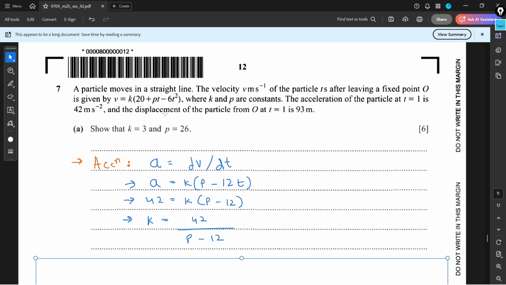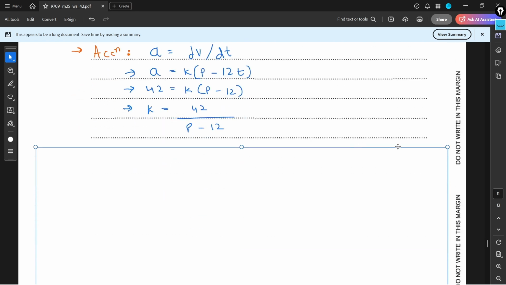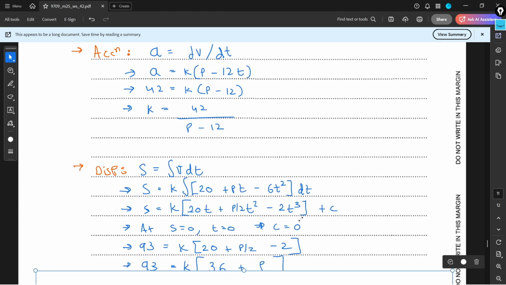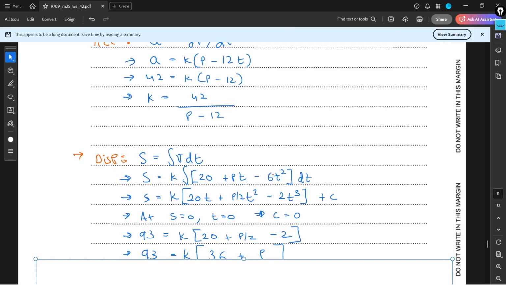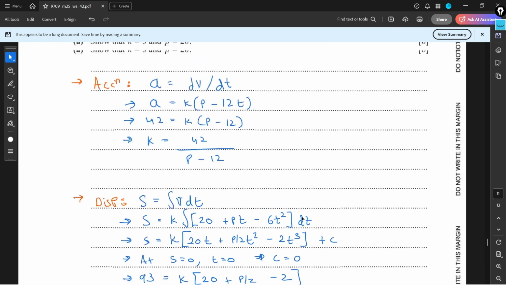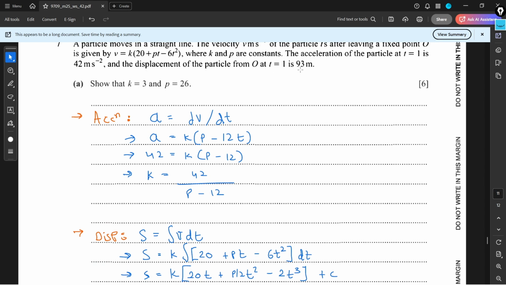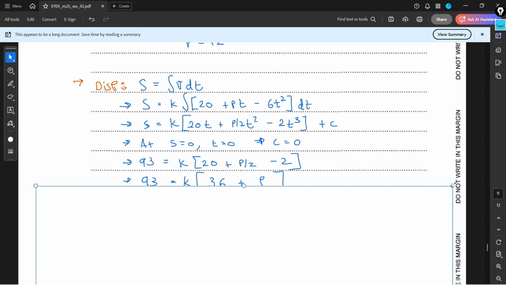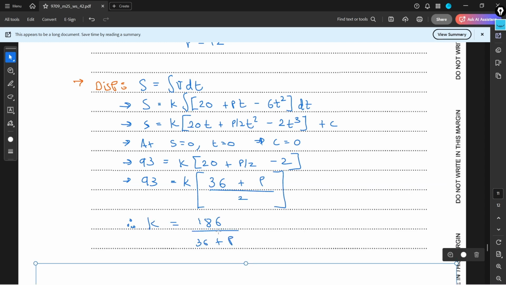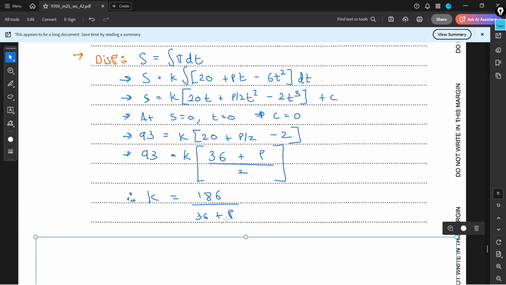Similarly, I'm going to do the same thing for the displacement. I know that the displacement is the integration of v, as you can see. So I'm taking this equation and integrating it, and once I'm done with the integration, I have the integration constant. I know that when I'm about to start my motion, the displacement is 0 at t equal to 0, and therefore c is also equal to 0. Then substituting the value of t as 1 and s as 93, I'll get another equation for k in terms of p. It's going to be k is equal to 186 over 36 plus p.